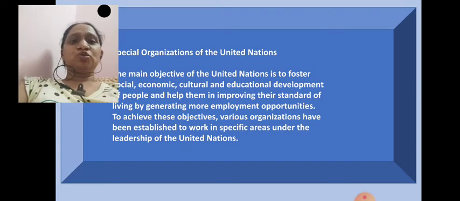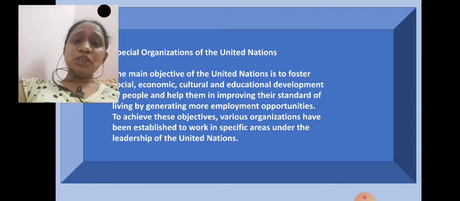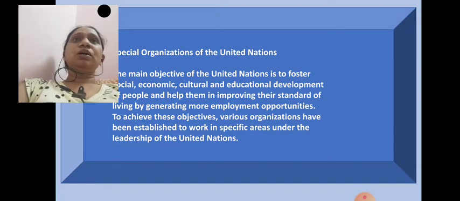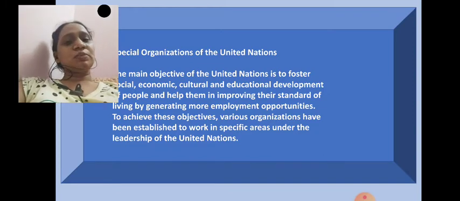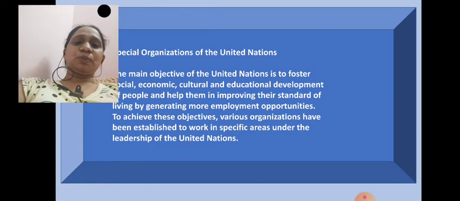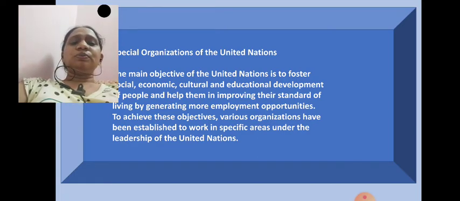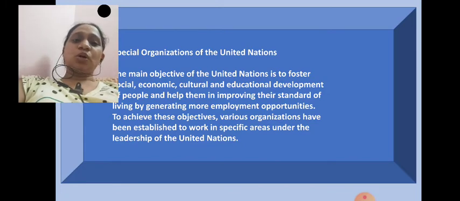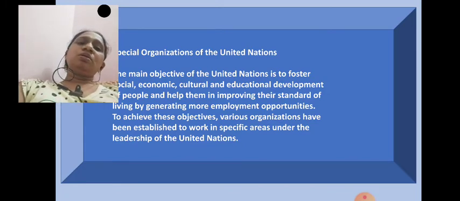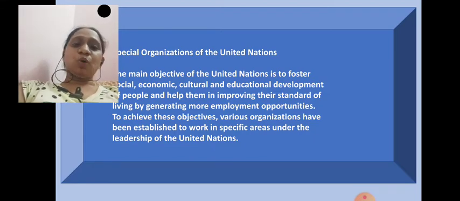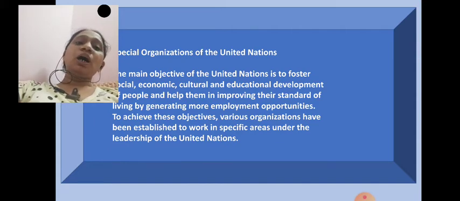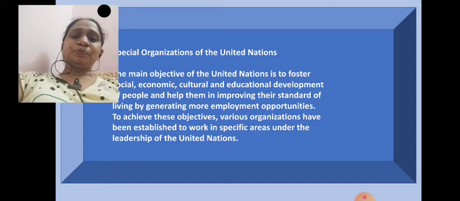I hope all of you have understood the concept in the first lecture, and you know what the objectives behind this organization were and why it was established. You have seen the six main organs of this organization. But other than these six organs, there are other organizations also, known as the special organizations of the United Nations. So in this module we are going to discuss some other special organizations of this United Nations body.